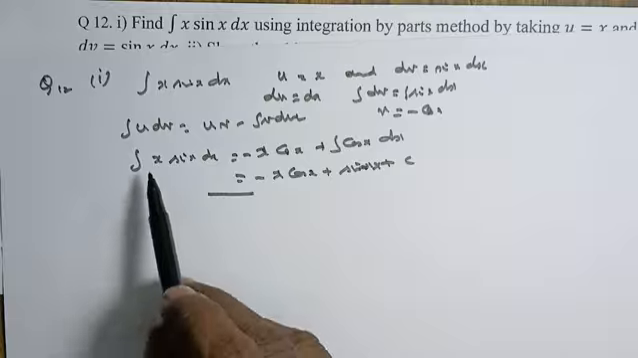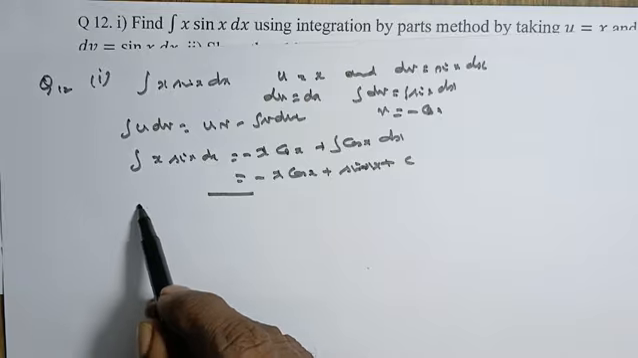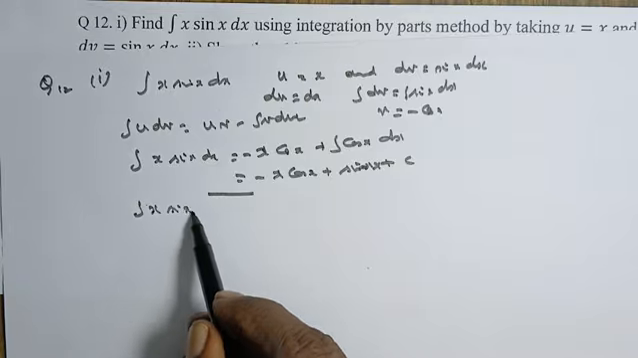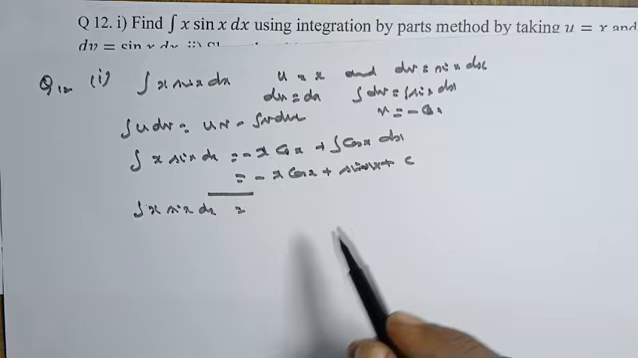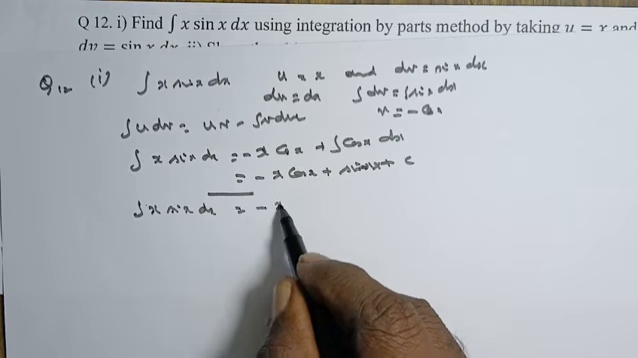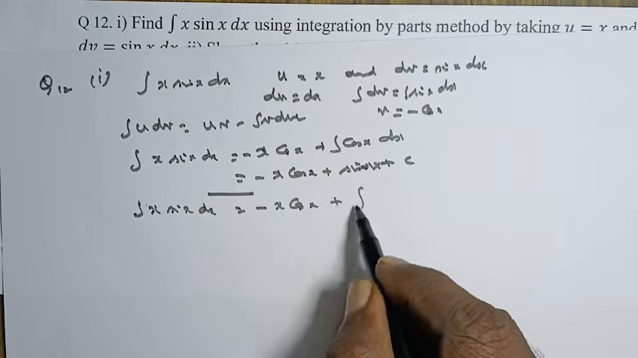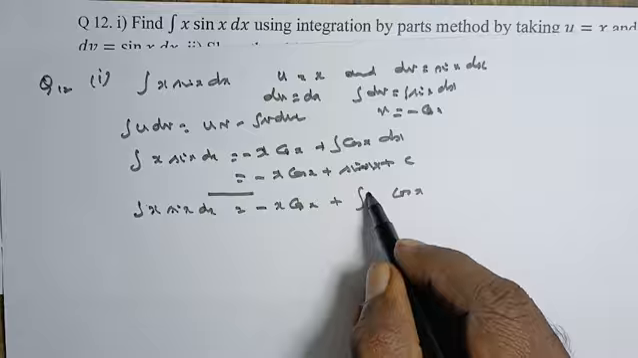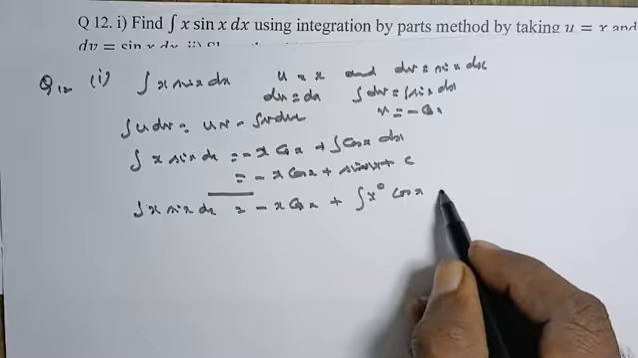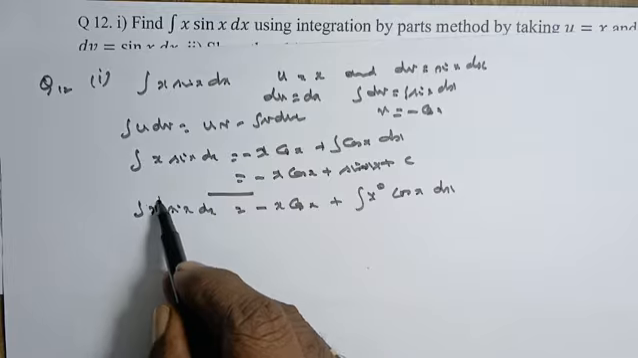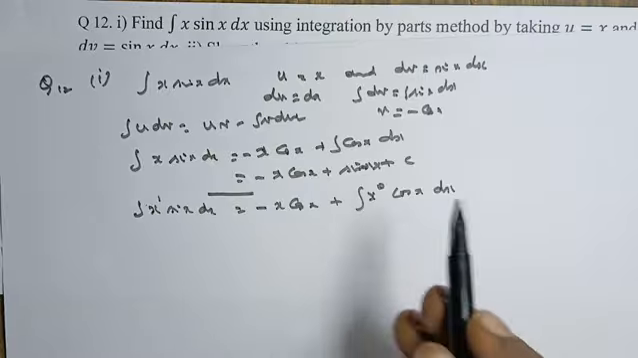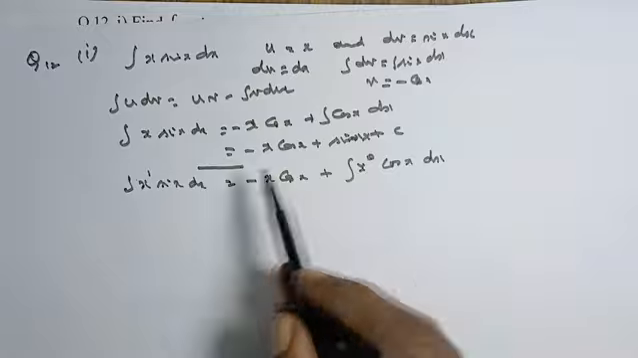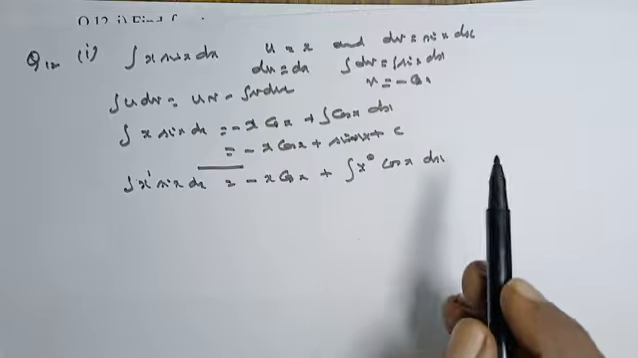Now look at this integral. Here we have integral x sin x dx equal to, after substituting u equal to x and dv equal to sin x dx, we get minus x cos x plus integral cos x. What about x? Here we had x power 1, and after substitution the power 1 is reduced to 0. If you reduce like this, then only you can proceed further.